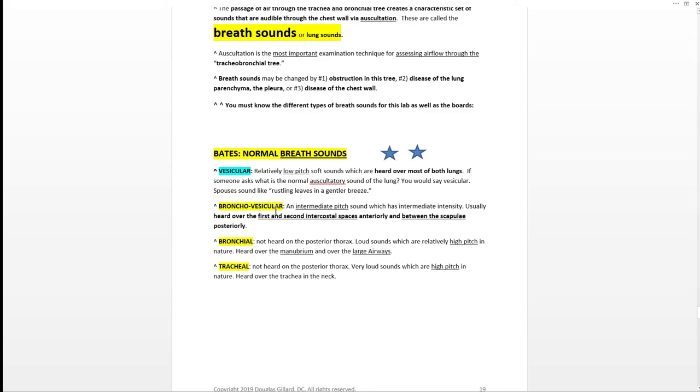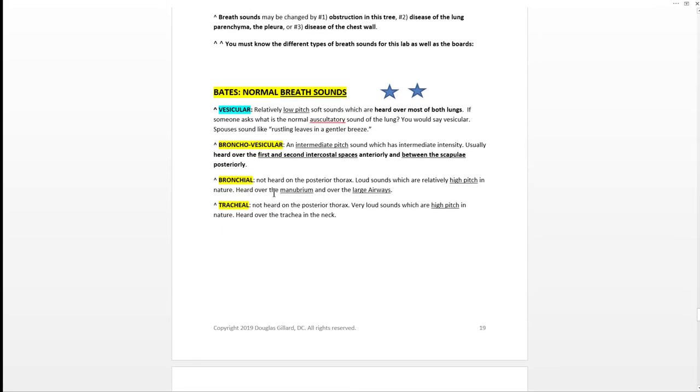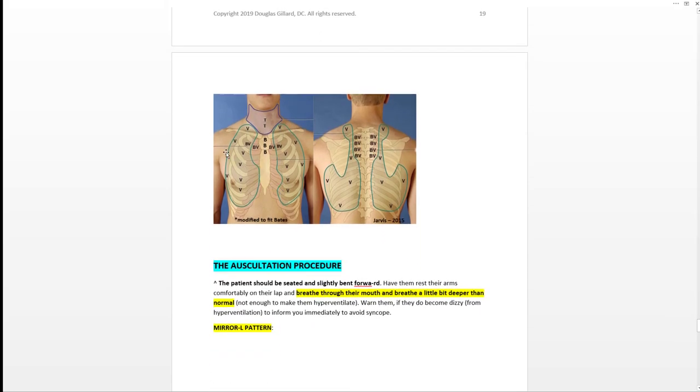So bronchovesicular sounds are next. Those are heard in the second and first intercostal spaces or between the scapula. Bronchial sounds are an even higher pitch sound, and these are heard over the manubrium. Tracheal sounds are heard over the trachea. So let's look at some of these.